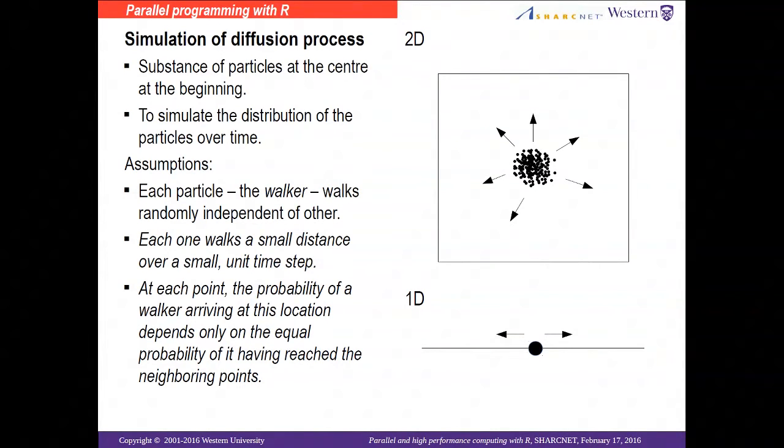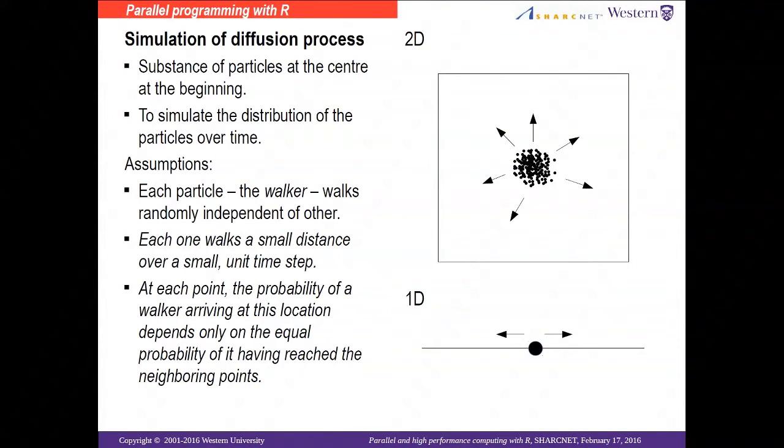First, let's take a look at this simple example of a simulation of a diffusion process. What we have here is a whole bunch of particles at the center at the beginning, and we want to simulate this diffusion process over time. We make a couple of assumptions, which you will find in the textbook, by the way. Each particle, we call the walker, will walk randomly, independent of each other.